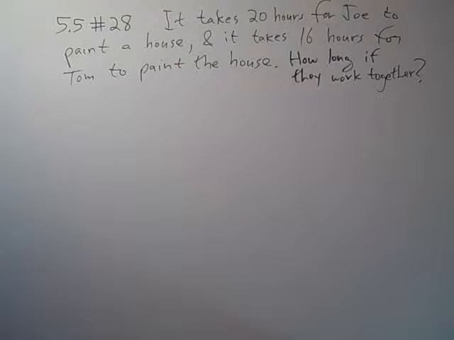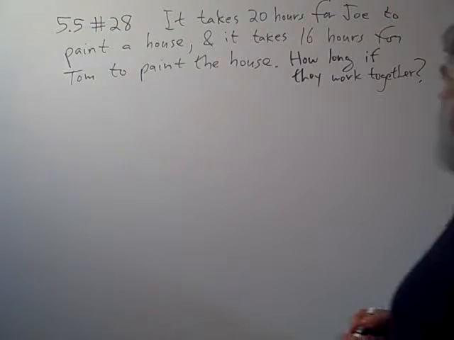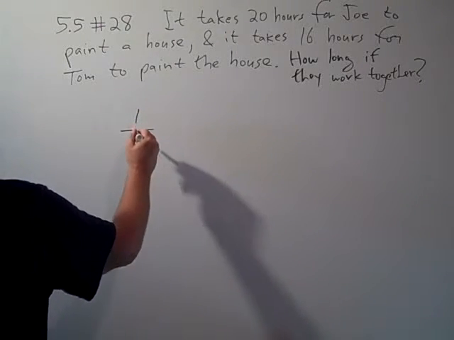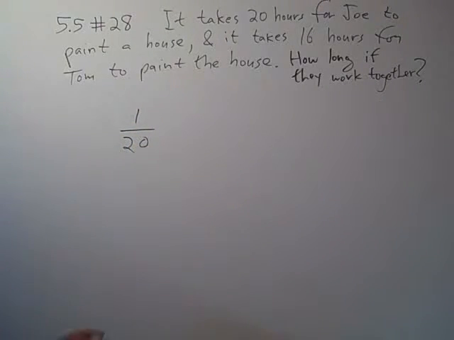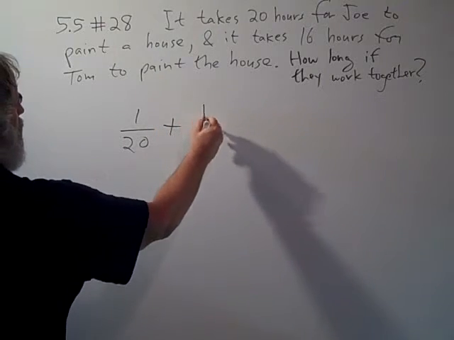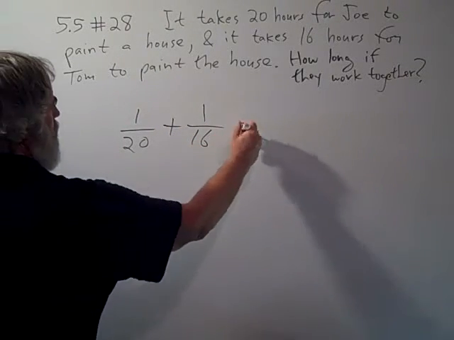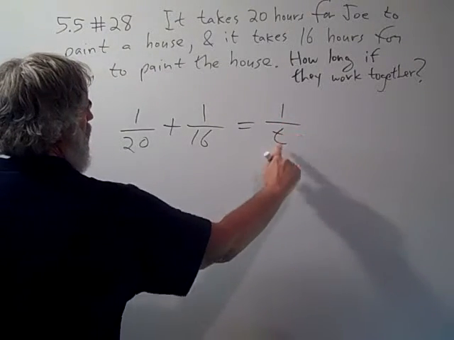Okay, suppose it takes 20 hours for Joe to paint a house, and it takes 16 hours for Tom to paint the house. How long will it take if they both work together? Okay, Joe can paint one house in 20 hours. Tom is helping. He can paint one house in 16 hours. Together they can paint one house in how many hours?